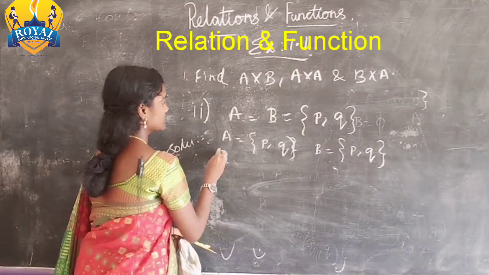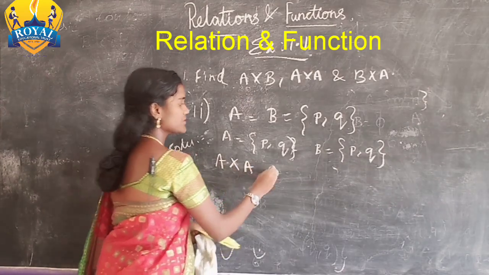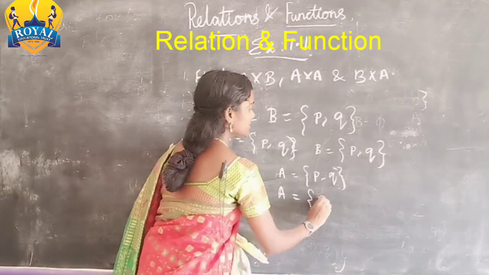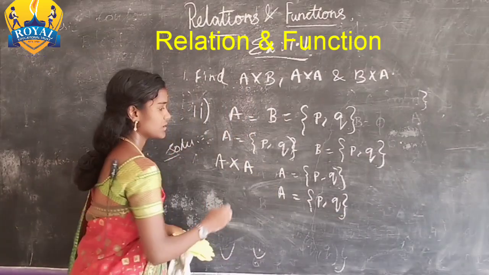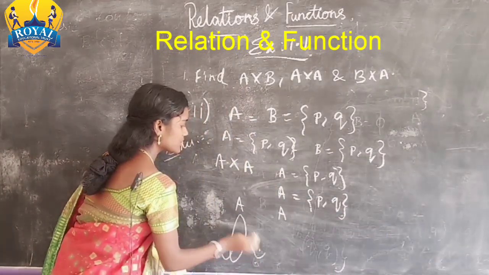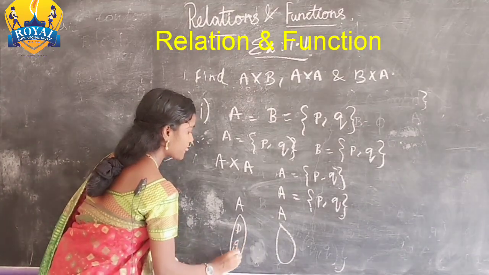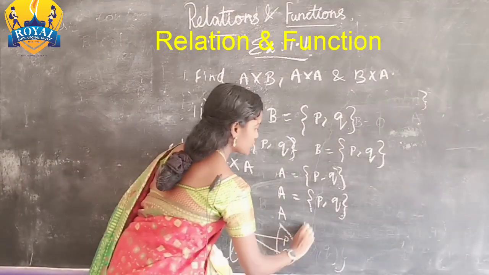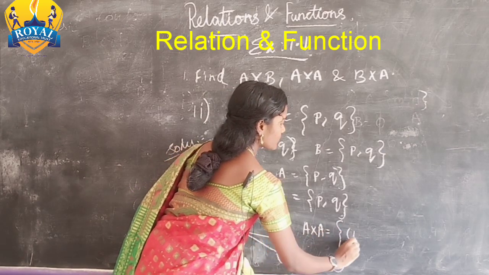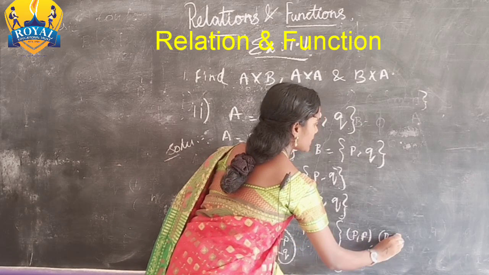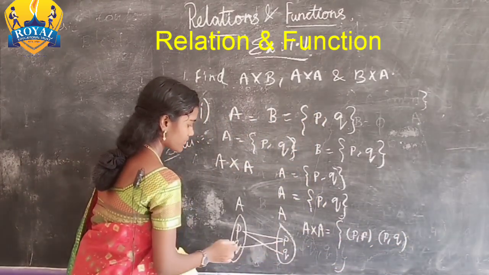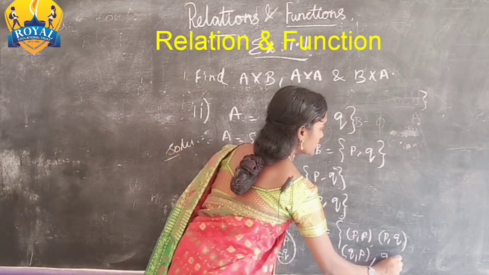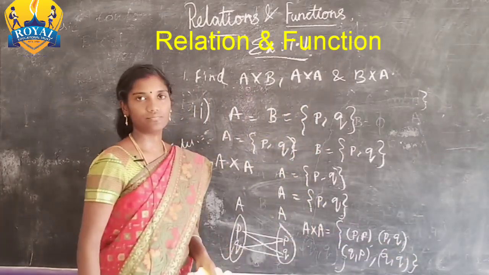If A cross A means A is equal to {P, Q}, then A cross A is equal to {(P, P), (P, Q), (Q, P), (Q, Q)}. Okay.